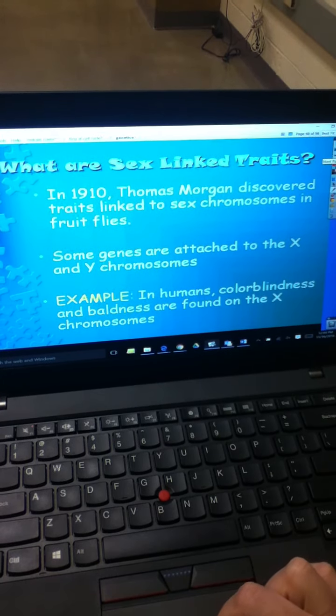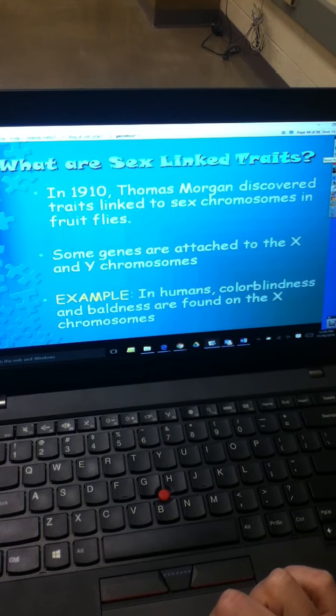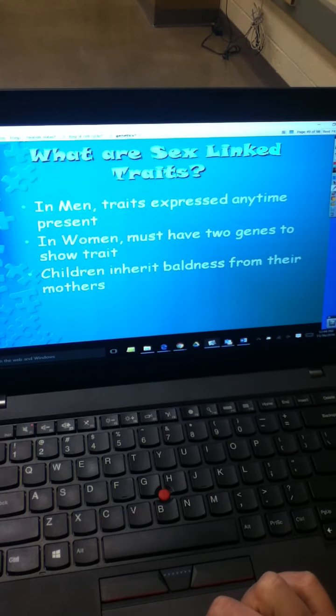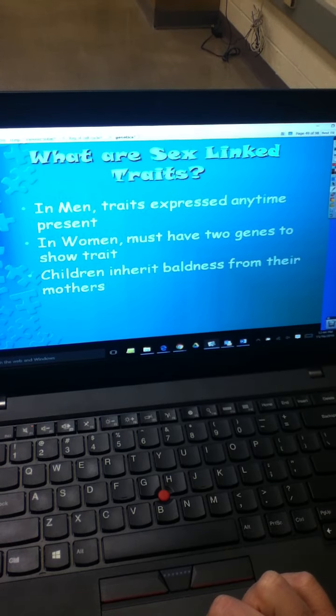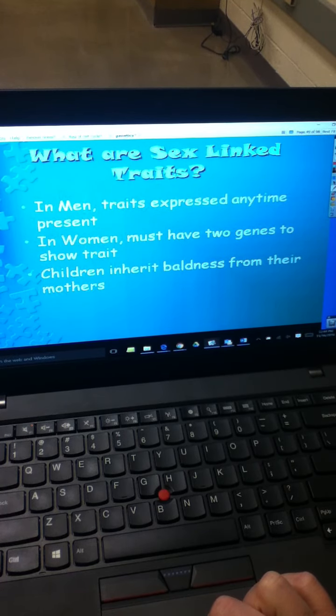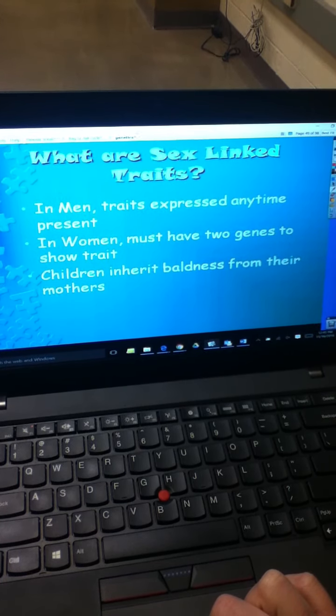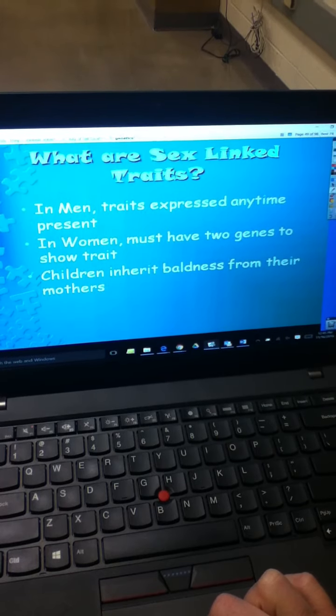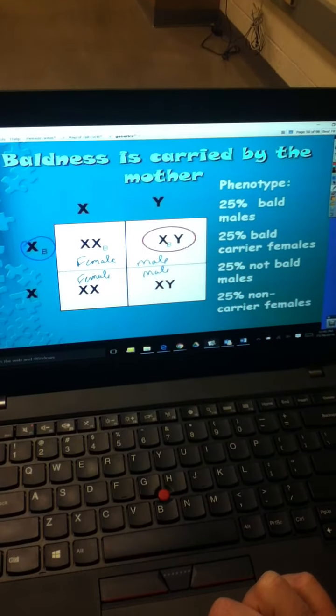Some genes are attached only to the sex chromosomes, so the X or Y chromosomes. In men, these are going to be presented in the phenotype anytime they're there. So that's why there's more men who are bald or colorblind. In women, it's much more rare because you would have to have 2 genes to show that trait. So we know, because of sex-linked traits, that if you're going to be bald, you inherited that from your mom's side of the family.